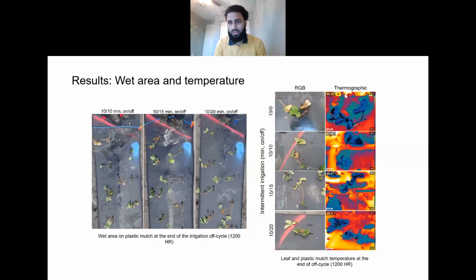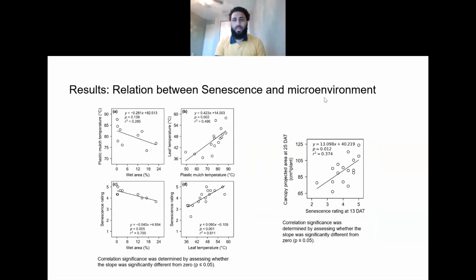So this is the control here where the water is always on. You see there is more blue area. As the off time increases, at 10 minutes off, you have blue area, but it has decreased substantially compared to control. 15 minutes off, very little blue area, and 20 minutes off, almost no blue area. So the temperature increases on the plastic mulch, also on the leaf. Now we understand that temperature is increasing. That means there is heat stress on the plant. That's what is causing the senescence of the leaves.